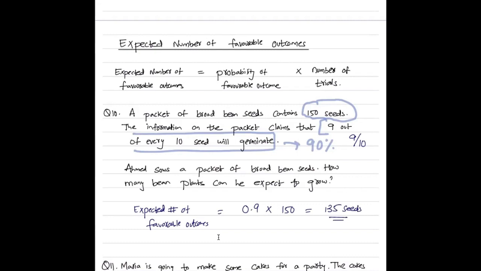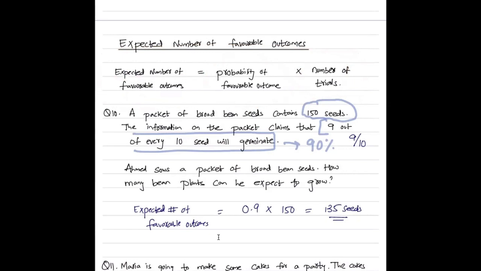So can I just simply minus 15 out of 150 and get 135? That's also fine. But since we are doing probability over here, this concept is going to be helpful in the later classes as well: to find the expected number of favorable outcomes, you always need to multiply the probability of the favorable outcome by the number of trials.